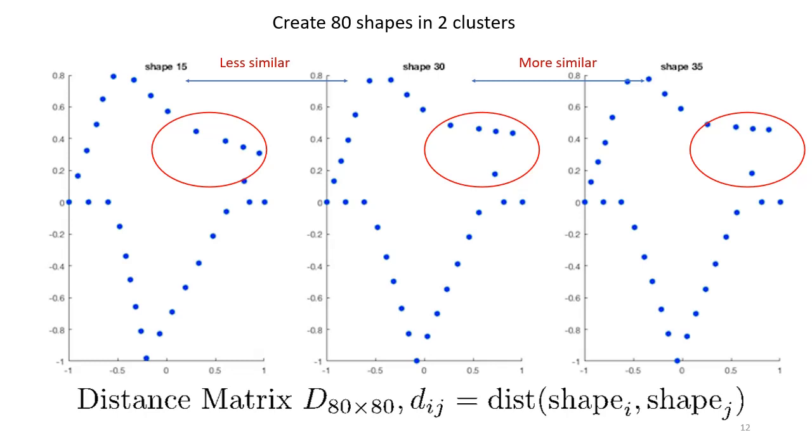Each shape can be represented by a matrix that we discussed before. The distance between two shapes, shape I and shape J, is the distance between the matrix from shape I and the matrix from shape J. The distance will give me a number, and let's call this number dij. Because I have 80 shapes, I'm going to have an 80 by 80 distance matrix, where the item dij is the distance between shape I and shape J.